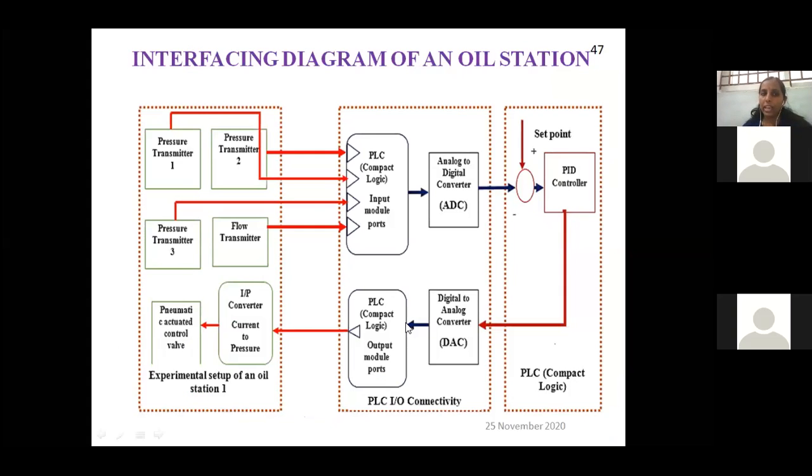This is the interfacing diagram. This is what is called a transmitter, and all these are analog parameters which are interfaced with the PLC. The PLC converts them to digital data, and with the help of a set point, a controller takes a control action. No need to worry about this. It is just sensor data interfaced with the PLC. That is enough for you.